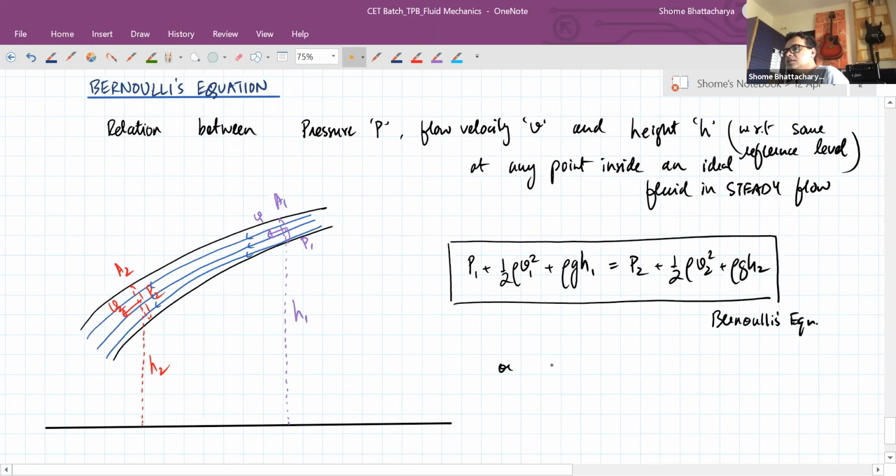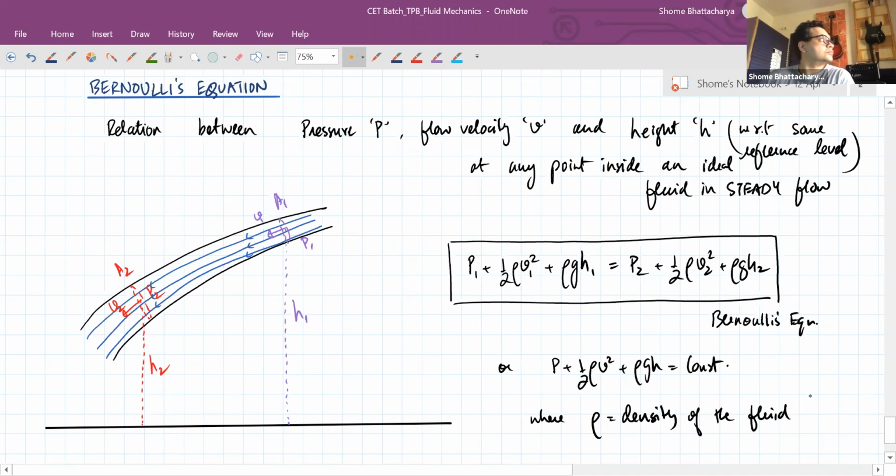Or another way of expressing it is that in general, the sum of pressure plus half rho V square plus rho GH is a constant, where of course rho is the density of the fluid. So just make a note of this and we'll understand the applications.